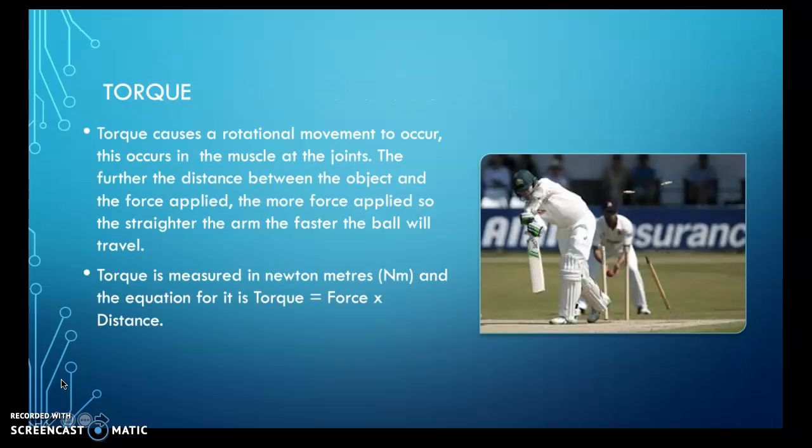So, moving on to torque. The equation for torque is torque equals force times distance, and torque causes a rotational movement to occur. It is caused by the muscles at the joints of the human body.